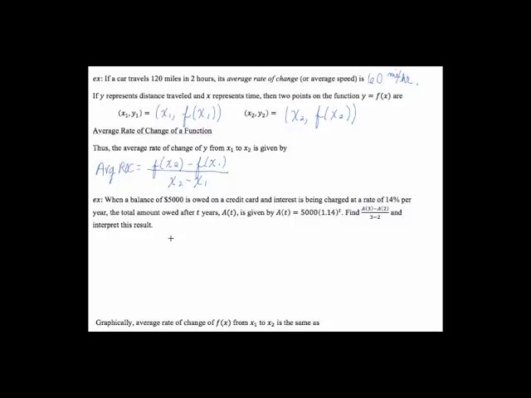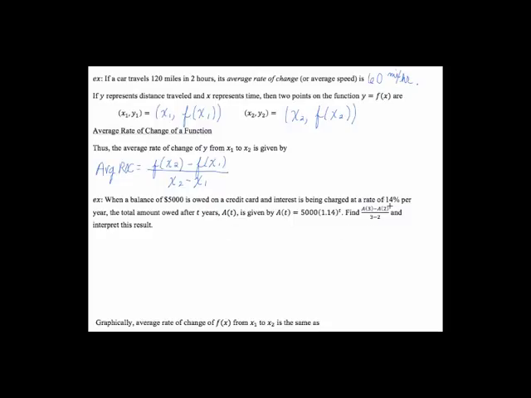For example, let's look at a realistic problem here. When a balance of $5,000 is owed on a credit card and interest is being charged at a rate of 14% per year, the total amount owed after t years is given by this function. So this is like our function y. What I want to do is compute this value, a of 3 minus a of 2 over 3 minus 2, and interpret what that means in terms of rates of change.